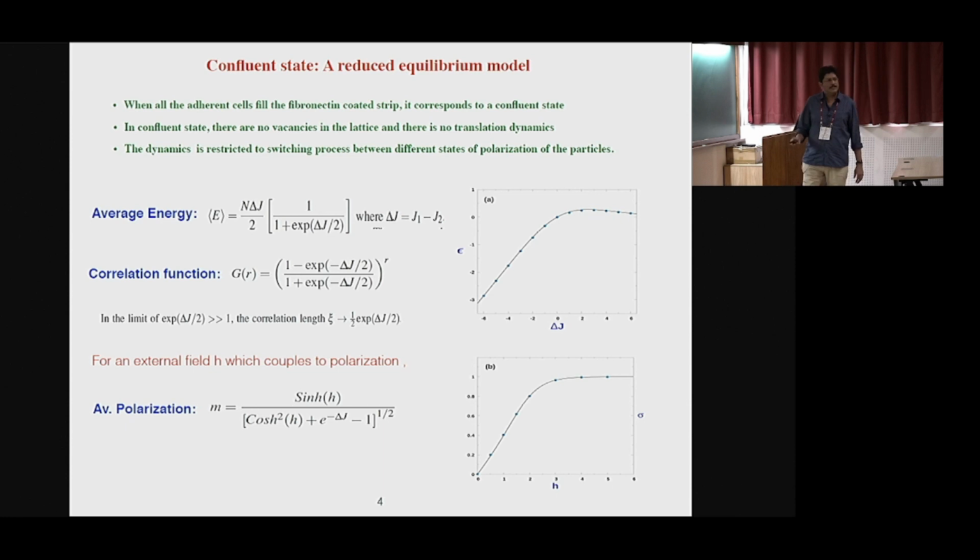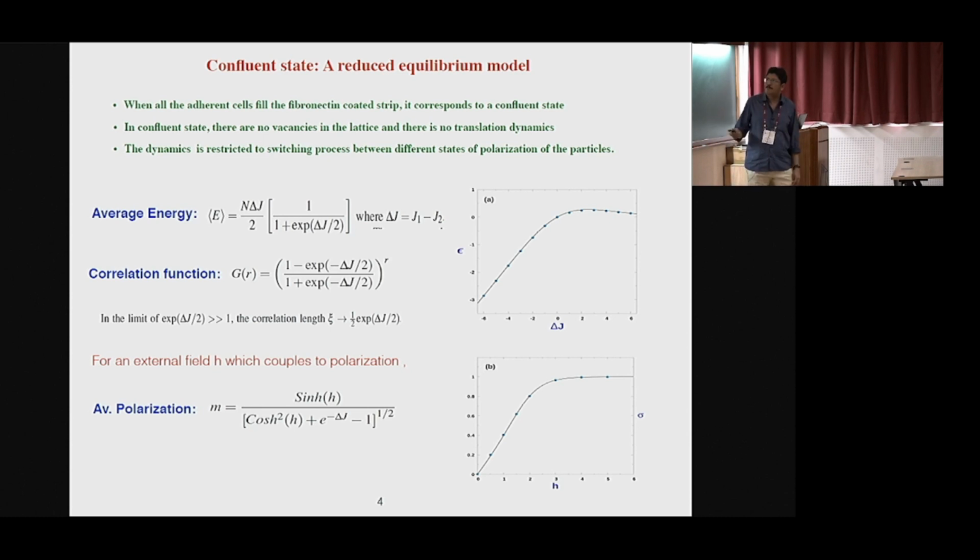With this Hamiltonian, one can use the standard techniques of the transfer matrix to solve exactly, for instance, what the average energy associated with these configurations would be, or what the correlation function is. And similarly, one can also look at the effect of an external field which couples to the polarization.